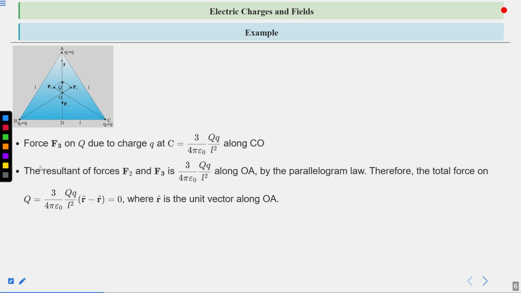Now what will be the resultant force according to the principle of superposition? The resultant of forces F2, F3 is 1 divided by 4 pi epsilon naught, Qq divided by L square along OA. So the net resultant force acts along OA by the parallelogram law. Therefore, the total force on Q that is placed at the centroid of the triangle will be 1 divided by 4 pi epsilon naught, Qq divided by L square, r cap minus r cap, which is equal to 0, where r cap is the unit vector along OA.